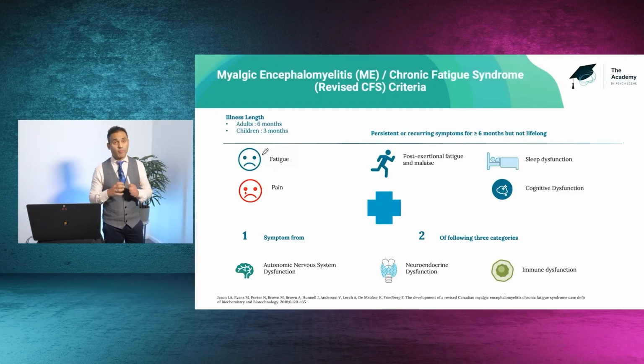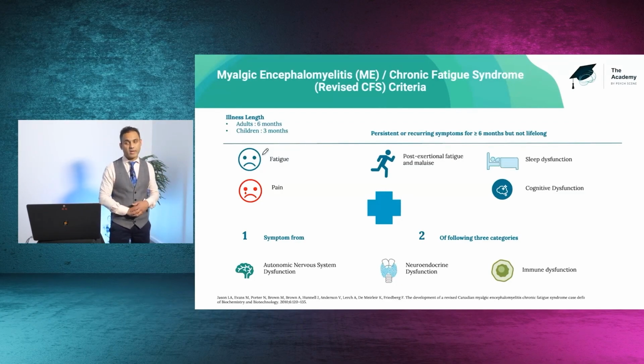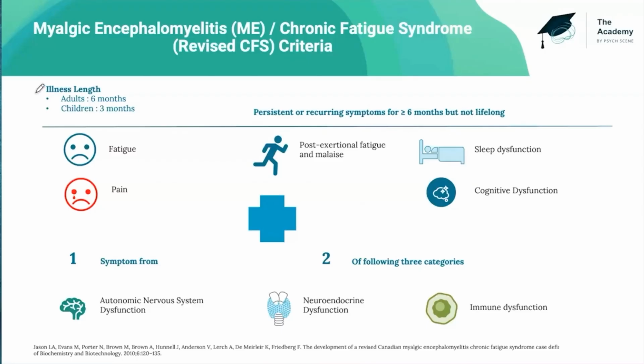Let's look at the revised Canadian consensus criteria. So firstly, we're looking at the illness length. So 6 months, in children it's 3 months. We're looking at persistent or recurring symptoms for greater than 6 months. But it says not lifelong. The key domains are fatigue, and we'll look at the specific descriptions as we go further with the slides.